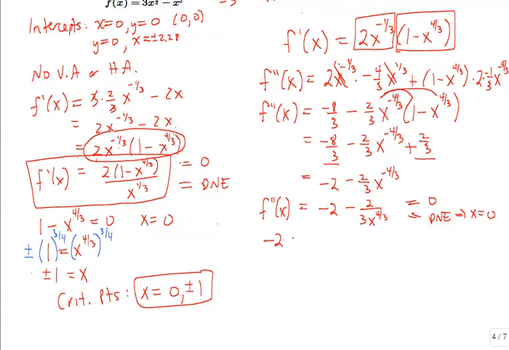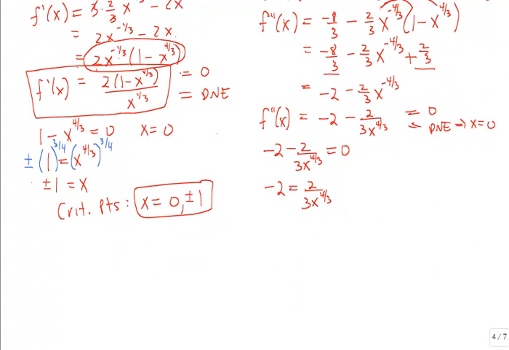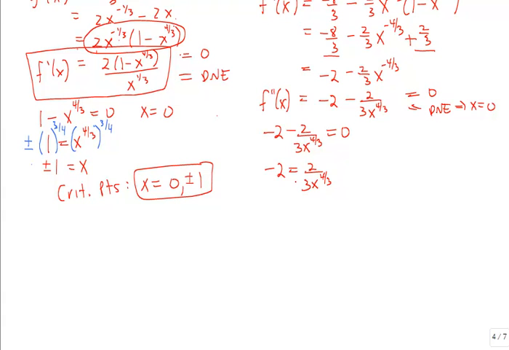So what I'm going to do is take this second derivative, set it to 0. I'm going to add this fraction over to the other side. And then I'm just going to treat this like a proportion, and I'm going to cross multiply. Or I'm just going to basically multiply both sides by that denominator. So the left side will become negative 6 x to the 4/3, and the right side will just be 2. So then I divide by negative 6, which leaves me negative 1/3.